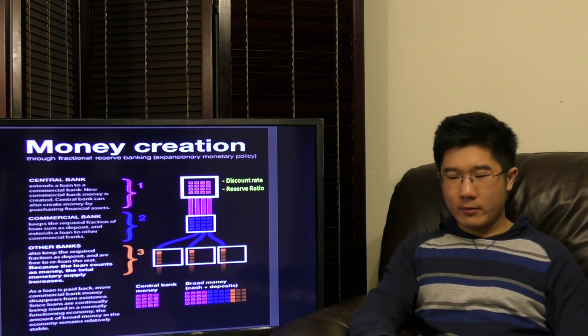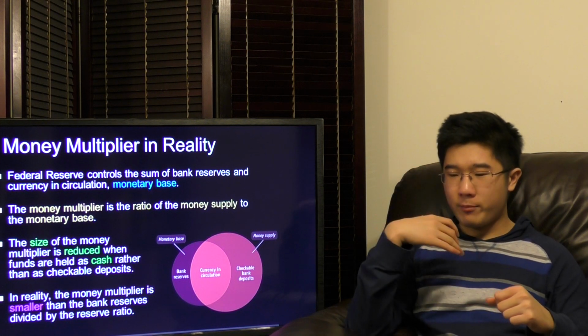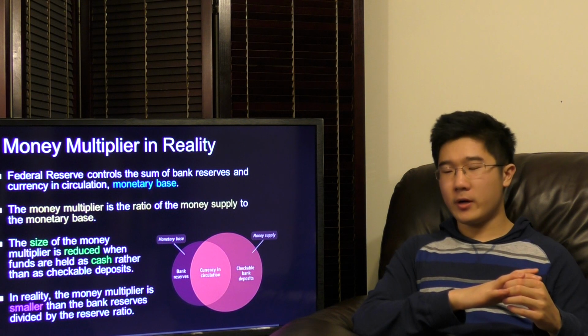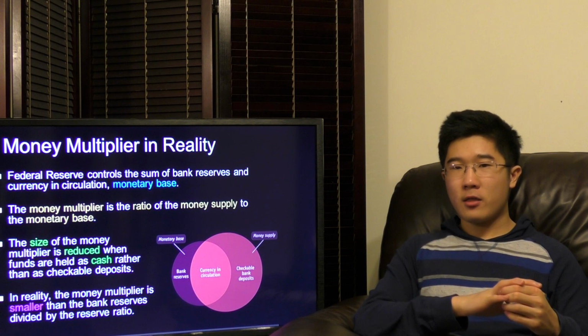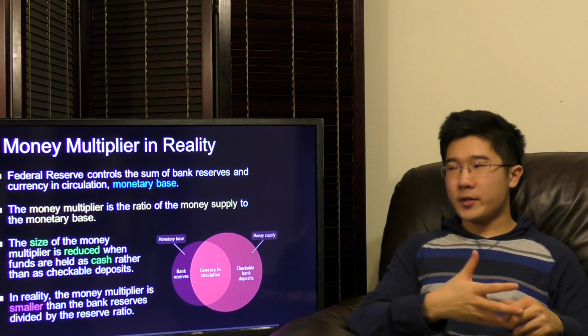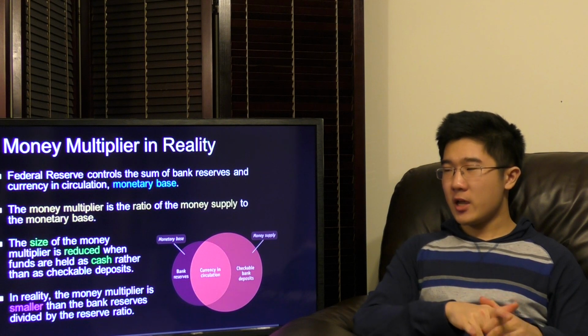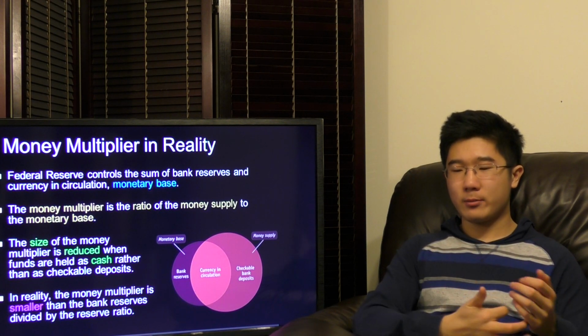Now, we talked about last time that the Federal Reserve is basically the top-down function of banking. The Federal Reserve controls the sum of bank reserves and currency circulation, the monetary base. They can easily control the currency circulation and also the money supply through their tactics of the discount rate, the required reserve rate, and also, of course, open market operations. Through these, they can increase or decrease or just affect the money supply.